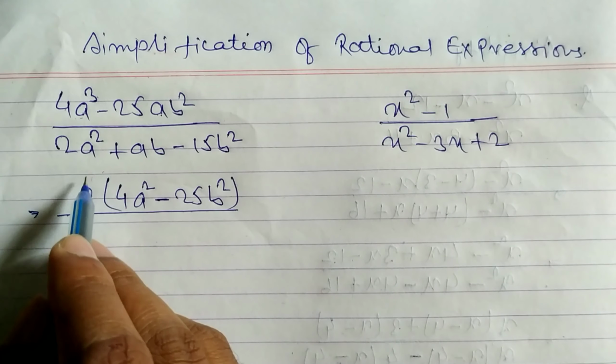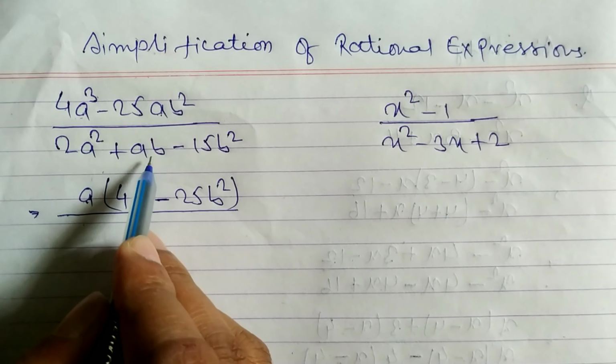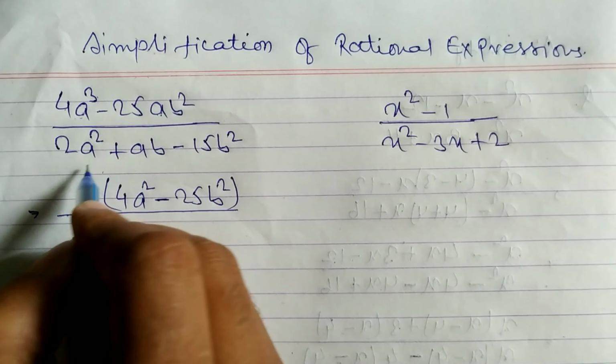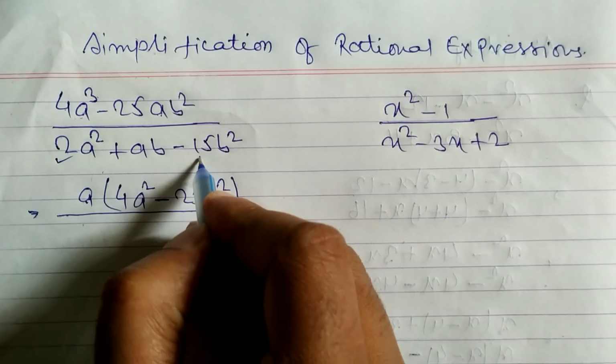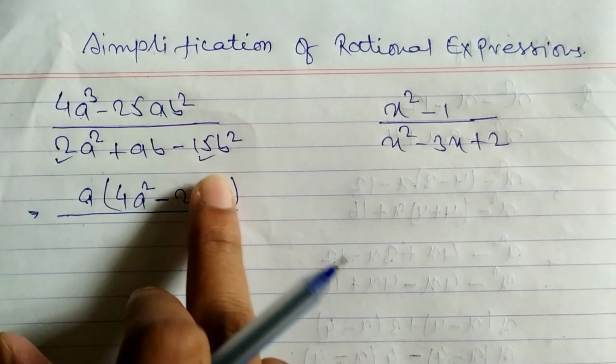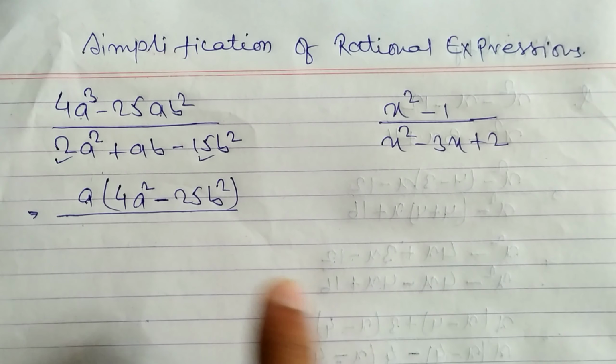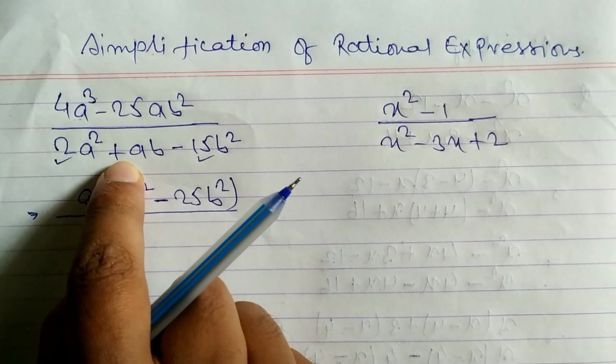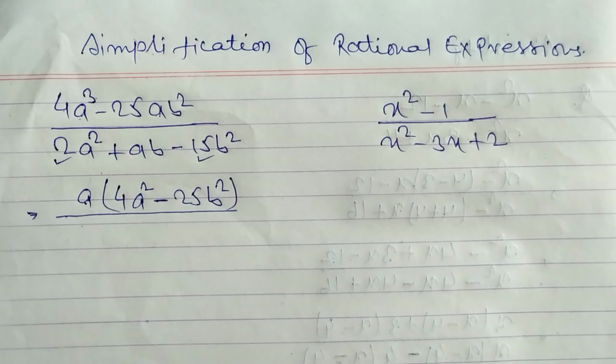Similarly in the denominator, no need to take common. You can see here is a square, here is ab, and here b square. So in this type of question we have to factorize. Before factorization, what we have to do, first and last we have to multiply. 2 into 15, 15 into 2, how much? 30. So while multiplying 30 and while subtracting 1, because here is minus, we have to find that type of factor whose multiplication is 30 and subtraction is 1.